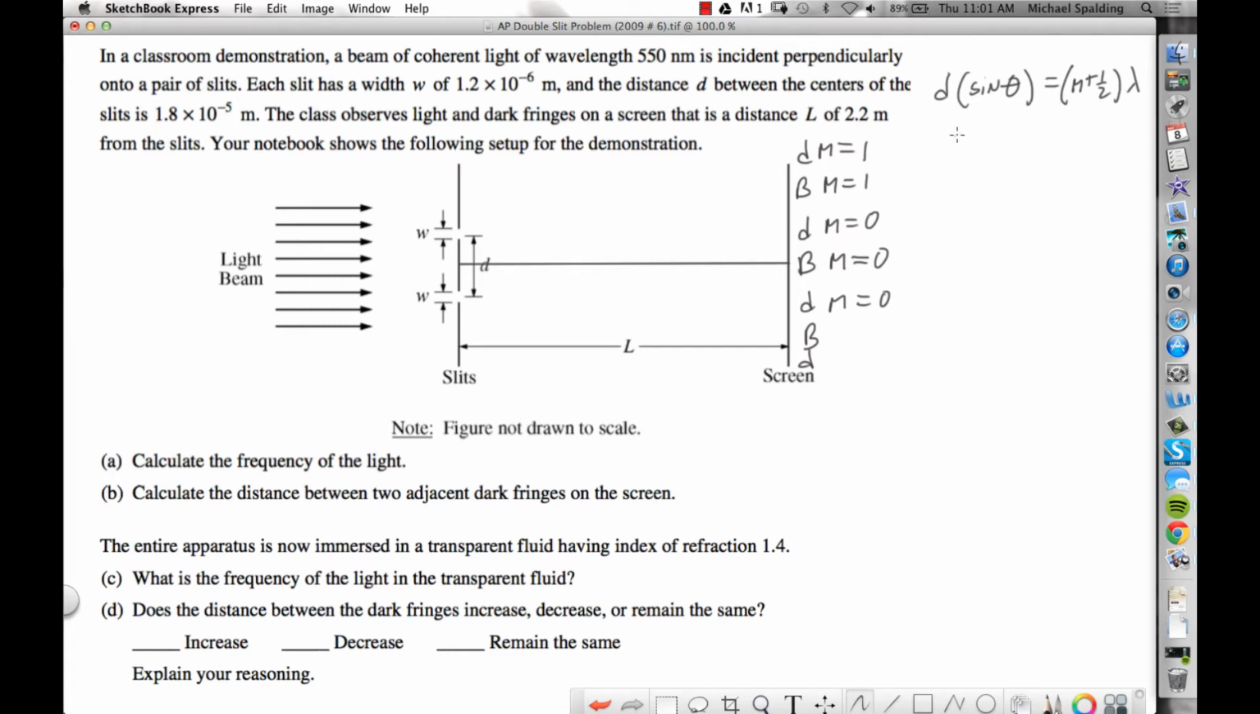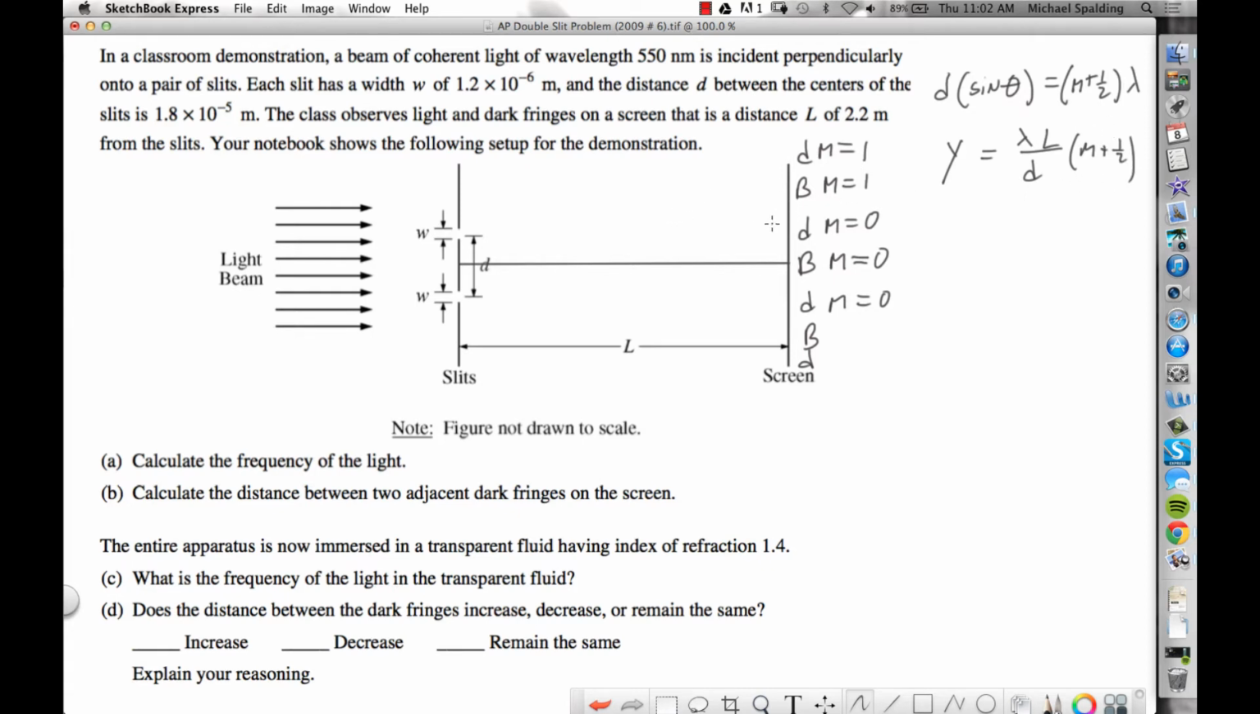Okay? Then the other equation is this. y equals lambda L over d. Wait, is that the equation? Hold on. Yes. And then for brights, it's going to be m. If you're talking about a dark, it's m plus 1/2. Okay, so let's just leave this for the darks because that's what they're asking about.